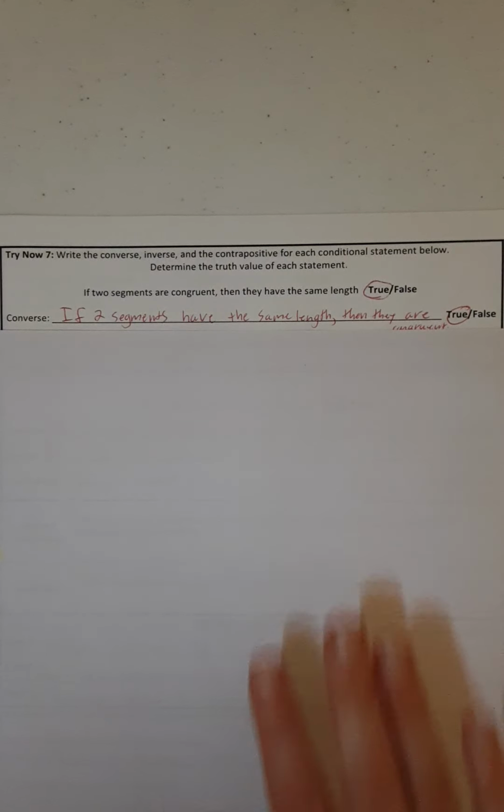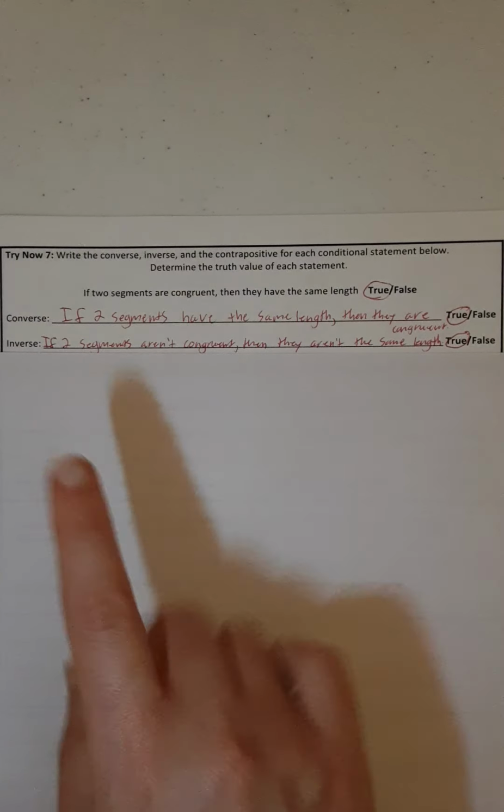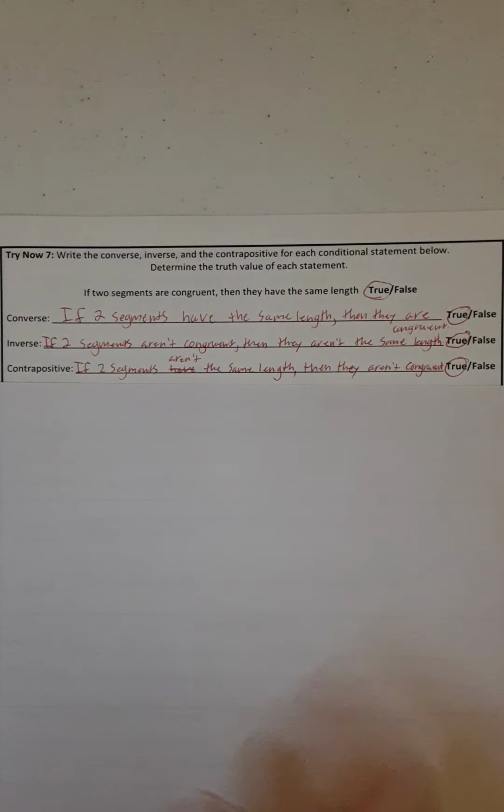Okay. So we can say the converse switches the order. If two segments have the same length, then they are congruent. That is true. The inverse negates each of them, but leaves the order the same as the original. If two segments aren't congruent, then they aren't the same length. That is true. And then the contrapositive switches the order of the inverse. So if two segments aren't the same length, then they aren't congruent, and that is also true.